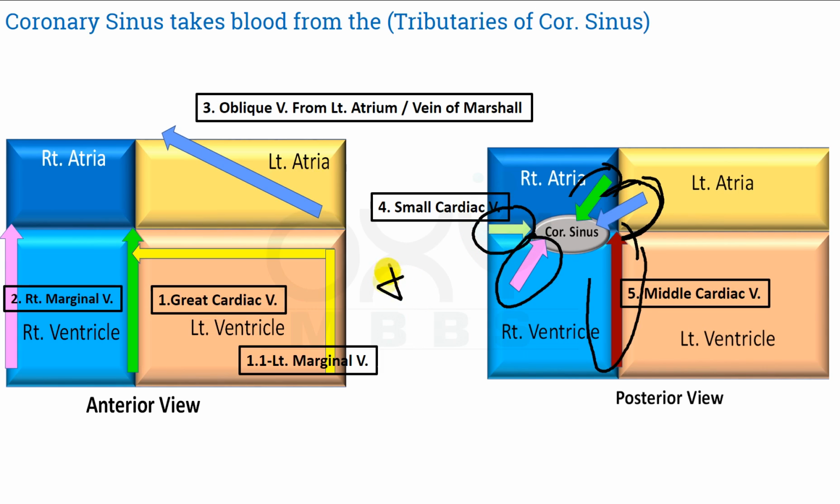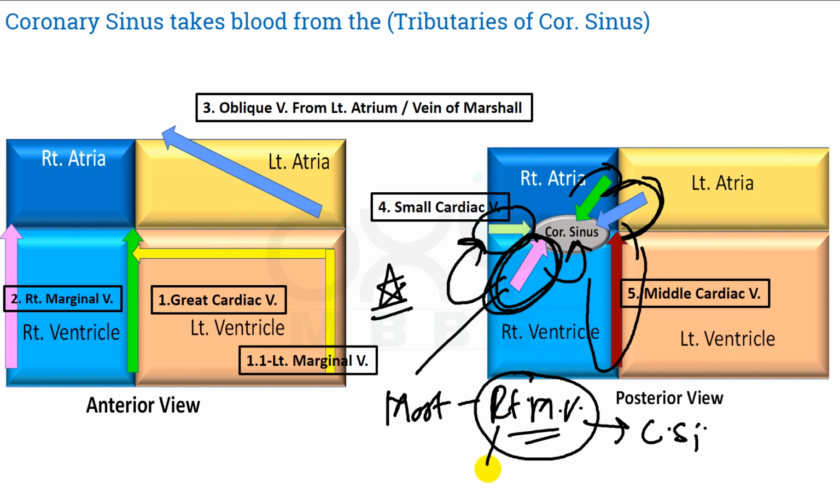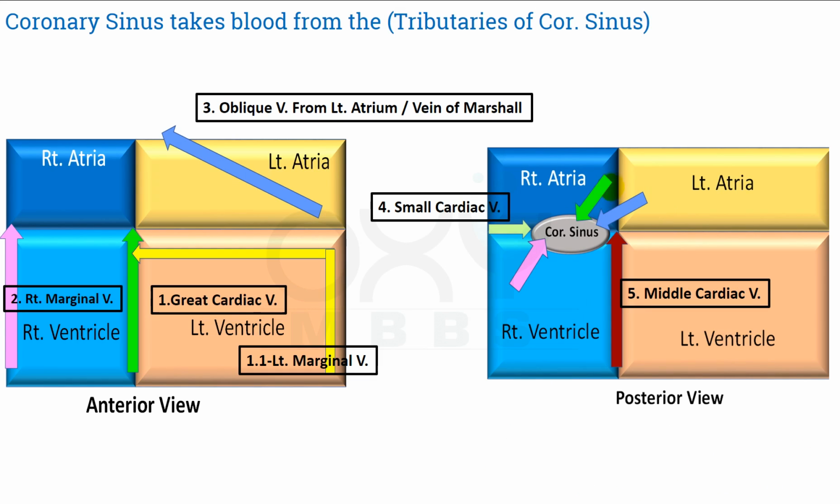But now friends, one important point is that most of the time the right marginal vein drains into the coronary sinus, but sometimes the right marginal vein drains into the small cardiac veins. So most of the time the right marginal vein drains into the coronary sinus, but sometimes it drains into the small cardiac veins. So these are the tributaries of the coronary sinus.